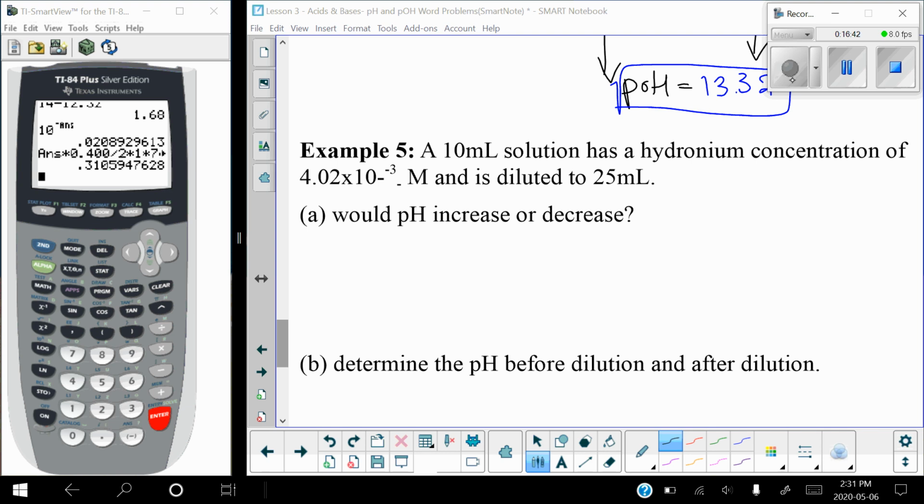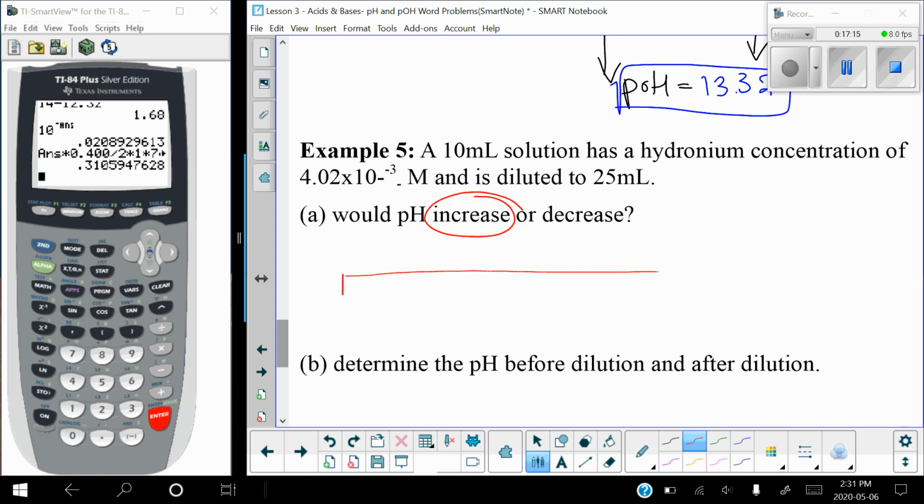Okay, last example for the day. A 10 milliliter solution has a hydronium concentration of 4.02 times 10 to the negative 3 moles per liter and is diluted to 25 milliliters. So what you're doing is you're taking an acid and you're adding water to it. So if we're adding water to it, do we expect the pH to increase or decrease? Well, if we're adding water to it, it's obviously going to increase because it's going to approach neutral. So it is going to increase, and I can show you this.